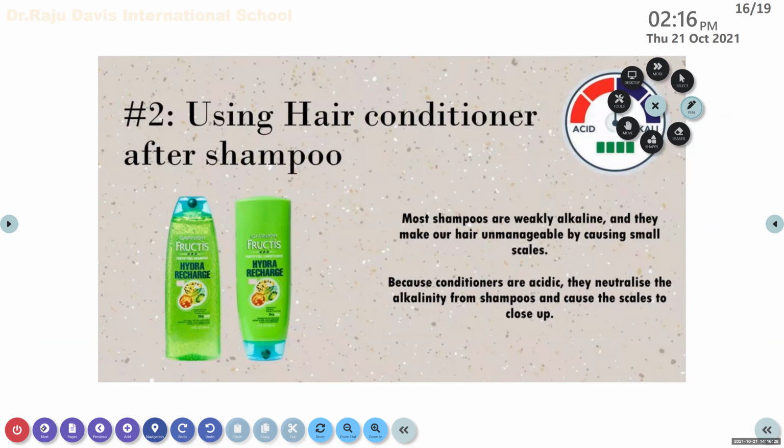Now the next one: using hair conditioner after shampoo. Using hair conditioners after shampoo is also an application of neutralization.